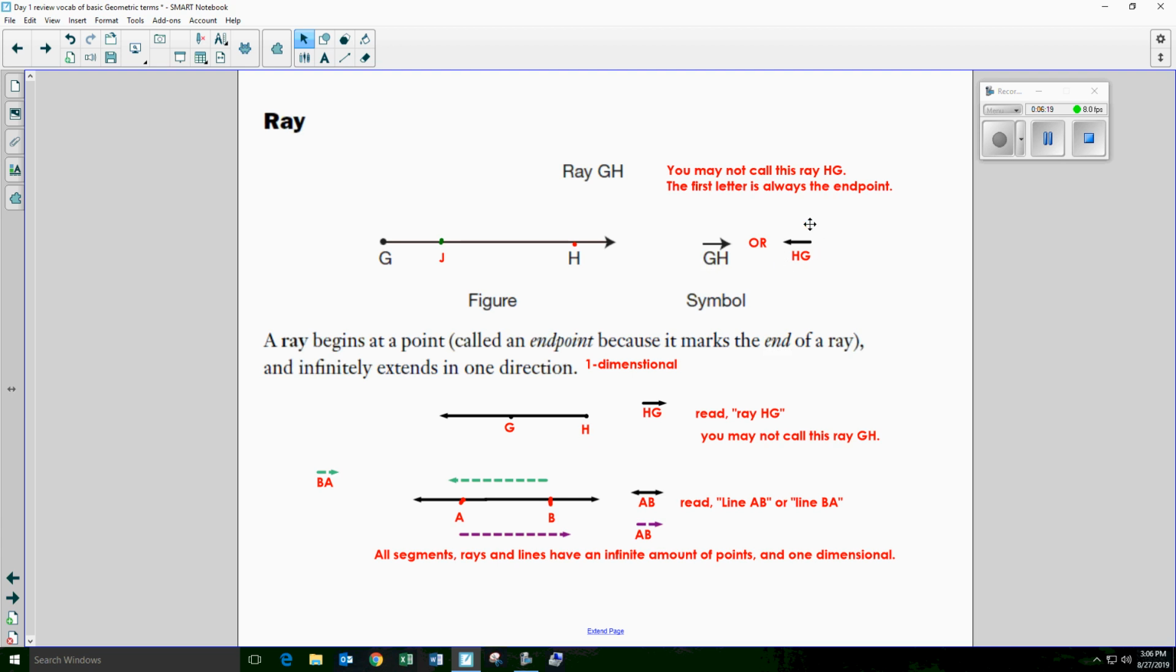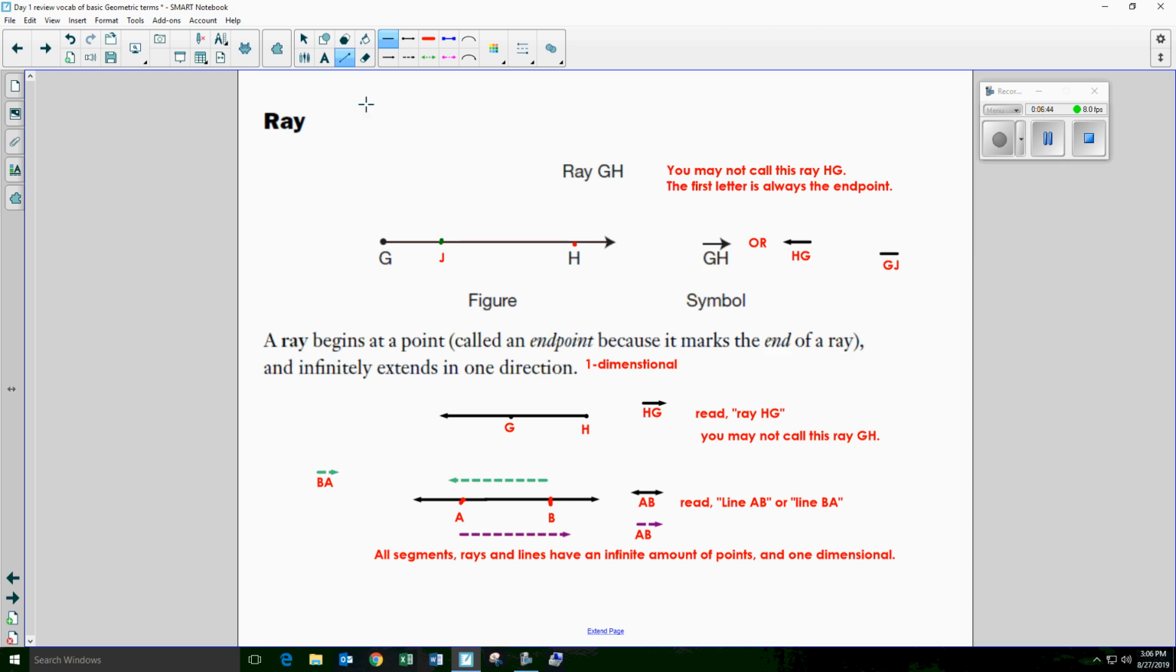Now, even though you might think you would say ray HG, you don't call it ray HG, you call it ray GH. You always name a ray by starting with its endpoint. So this and this are pronounced the exact same way. Since I added this J on here, this is also ray GJ. And I can put the ray symbol above it. And again, I could have gone in either direction.